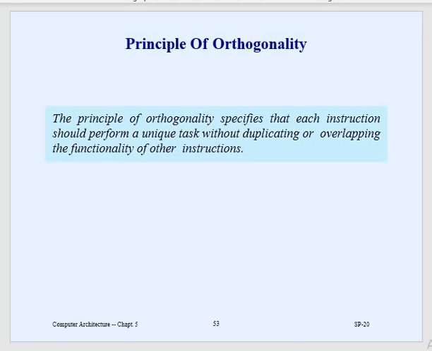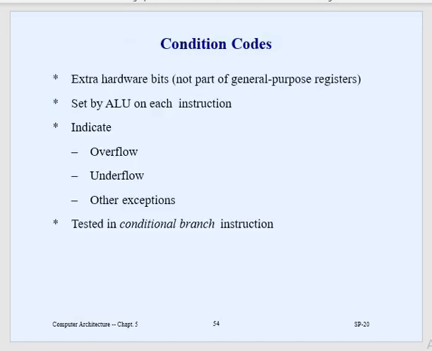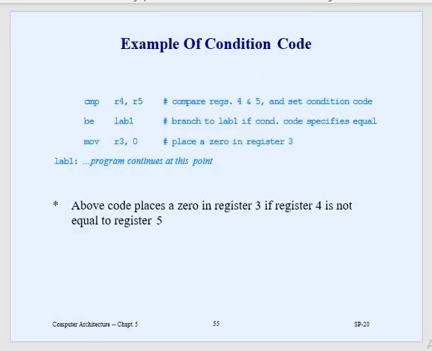After this we have to come to the condition codes. There are extra hardware bits, not part of general purpose registers, which are set by the ALU on each instruction. These extra bits indicate overflow, underflow, and other exceptions which are tested in conditional branch instructions. So to record these condition codes, we have special hardware available.